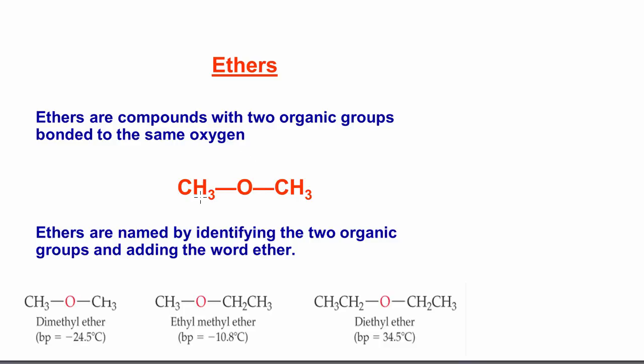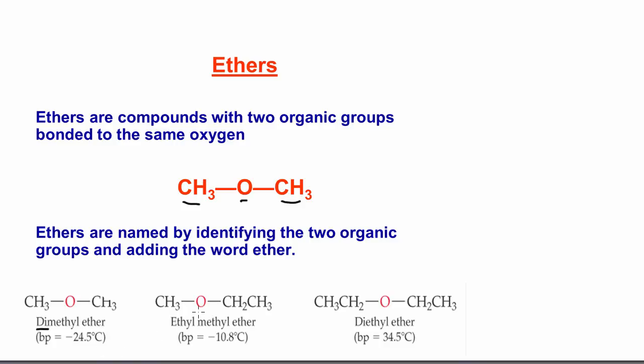Ethers are compounds that have two organic groups bonded to the same oxygen. So here we see the oxygen. In this case we have two methyl groups bonded to the oxygen. In the common naming system, we name ethers by identifying the two alkyl groups or organic groups that are bonded to the oxygen and then just add the word ether. So for example, this one has two methyl groups bonded to the oxygen. We would call this dimethyl ether.